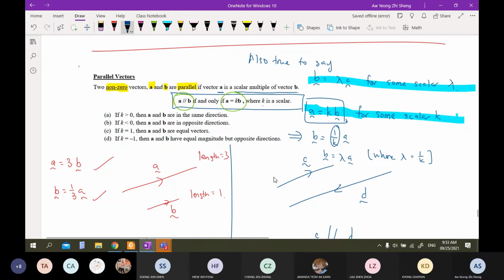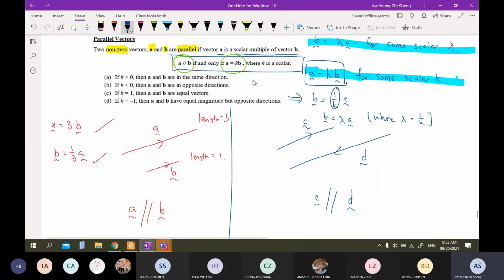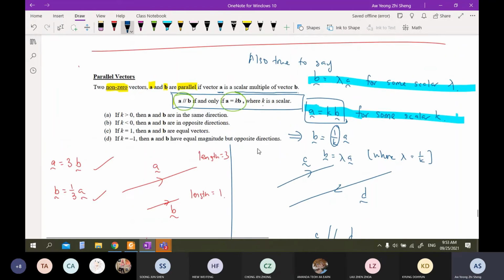Okay. Right, so if you are given A parallel to B and you want to convert it into an equation, it's either A equals KB or B equals KA. It's your choice, because both are correct.